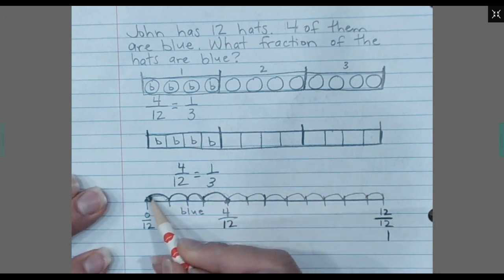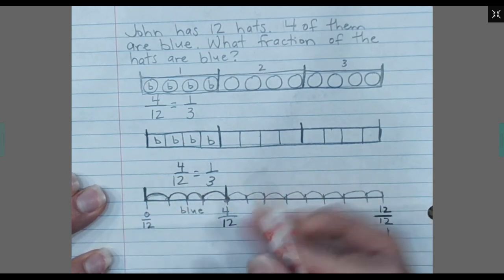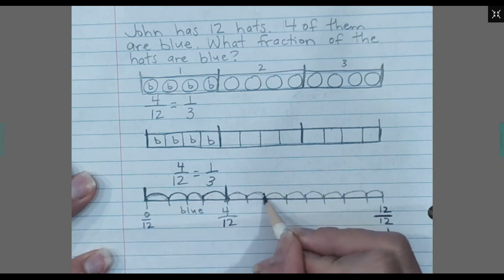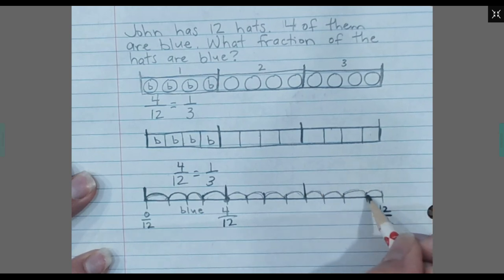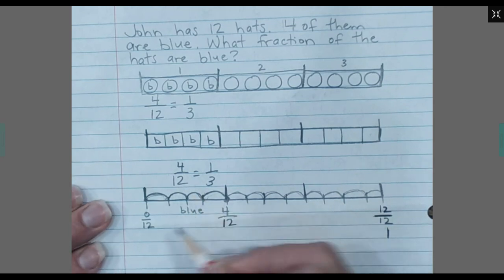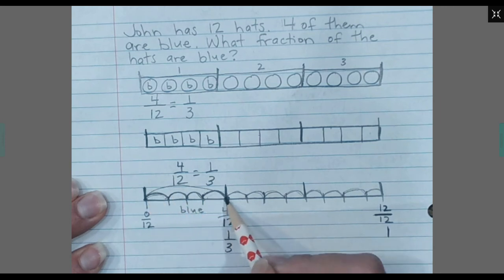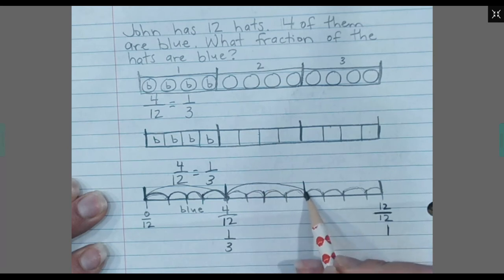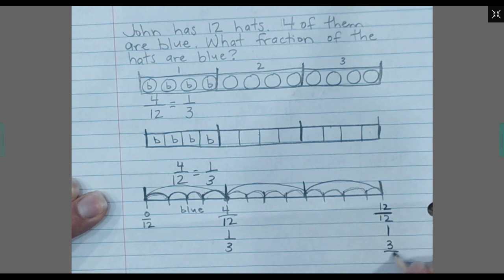But we can also look at how many 4 jumps there are in these 12ths. There's 4. 1, 2, 3, 4. There's another 4. And 1, 2, 3, 4. There's another 4. So 4/12 is equivalent to 1/3. Because if I jump from here to here, that's 1/3. From here to here, 2/3. And from here to here, 3/3.